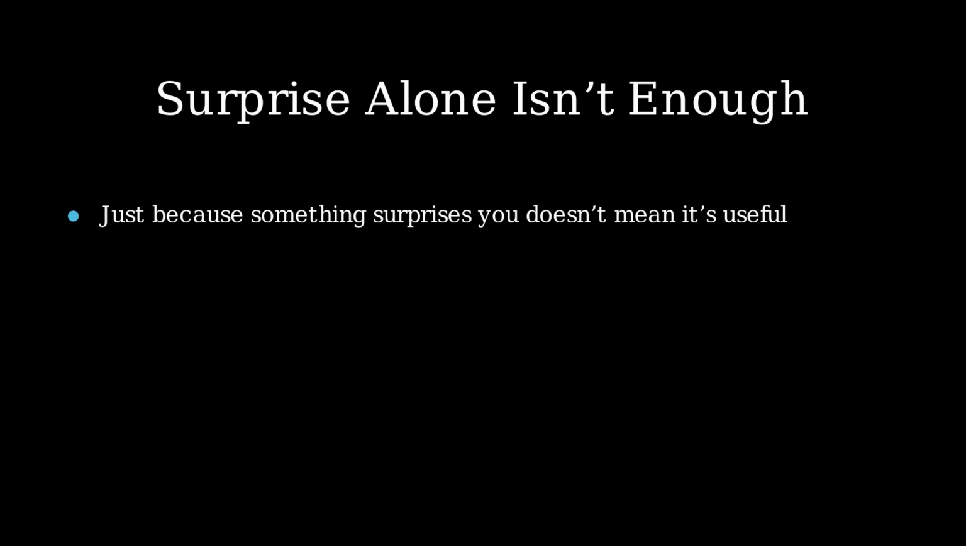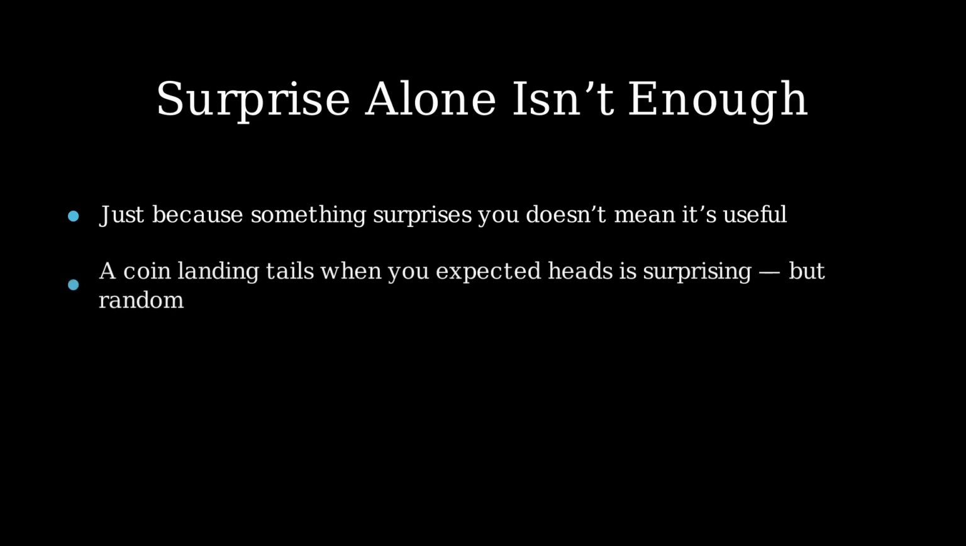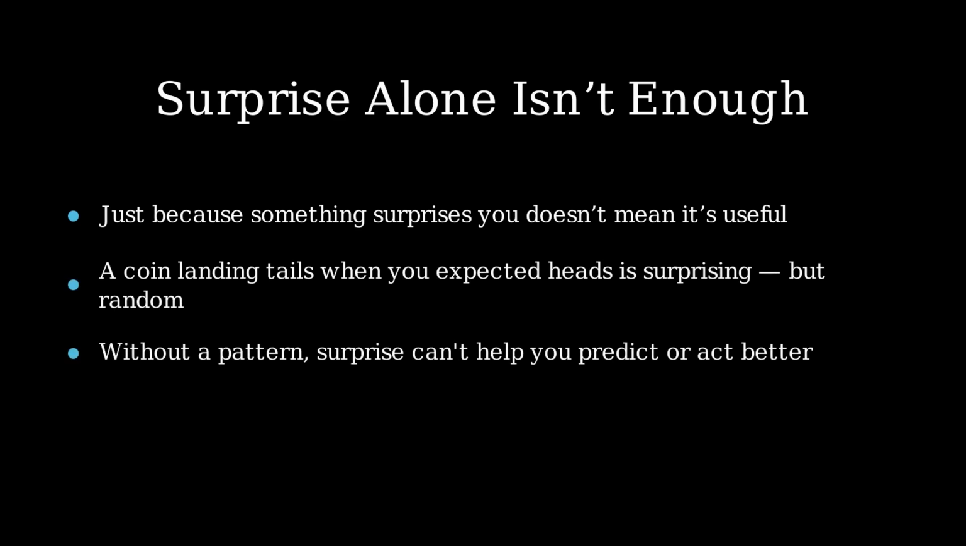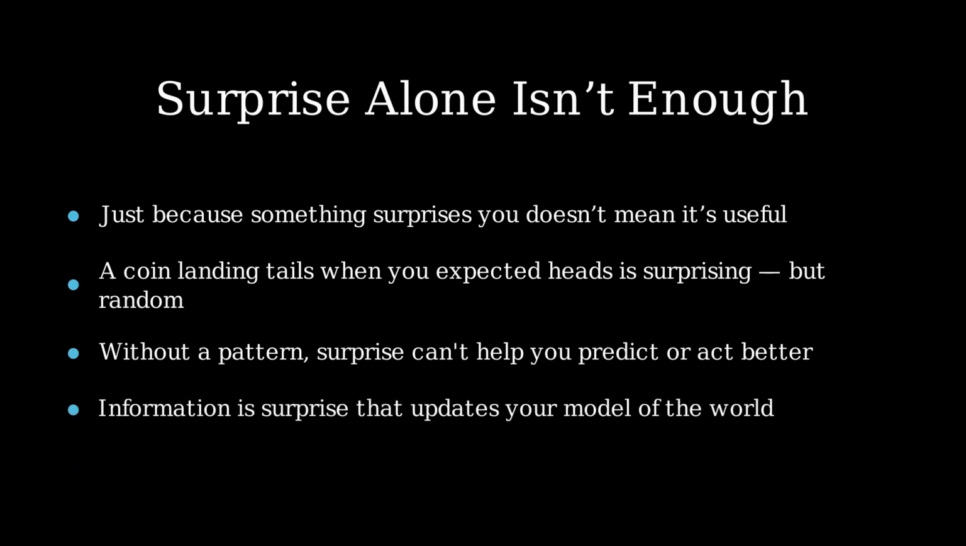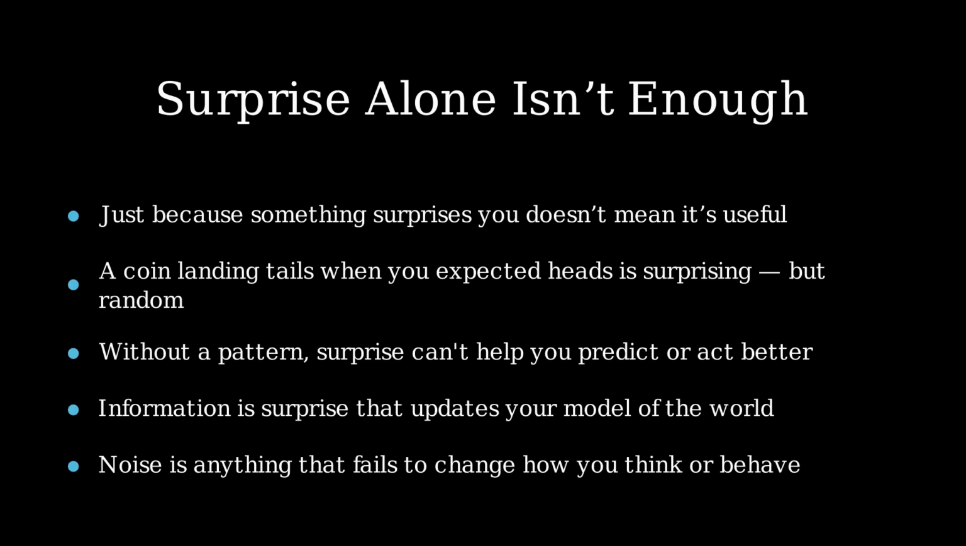For example, let's compare this to flipping a coin. Let's say you expect heads and you get tails. That's surprising, sure. But does it help you make better predictions next time? Not really. This is a random event. You can't use this new data to make more accurate predictions in the future because there is no relationship, or we could say statistically a correlation, between this coin flip and all future flips. It doesn't update your model in a meaningful way. It doesn't help you act differently. That's the difference. Information is surprise that matters. Noise is anything that fails to update your internal model, whether it's surprising but useless, or predictable and redundant.